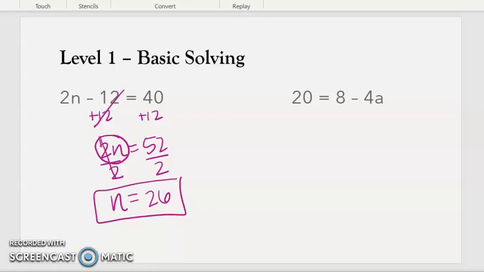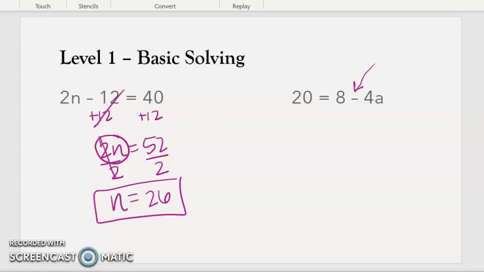Perfect. So you can try to pause and do the one on the right, or we can just do it together. So pause if you want to try to attempt it on your own. If not, we'll do it together right now. So in this situation, we're solving for a. We have this -4 here and this +8. So I'm going to get rid of the 8 first because that 4 is attached to the a.